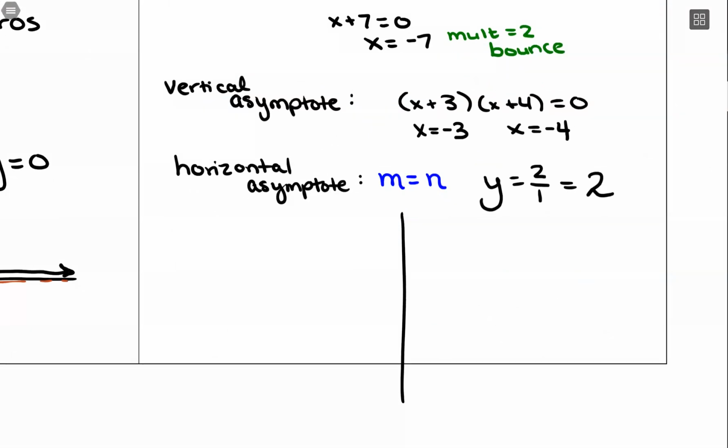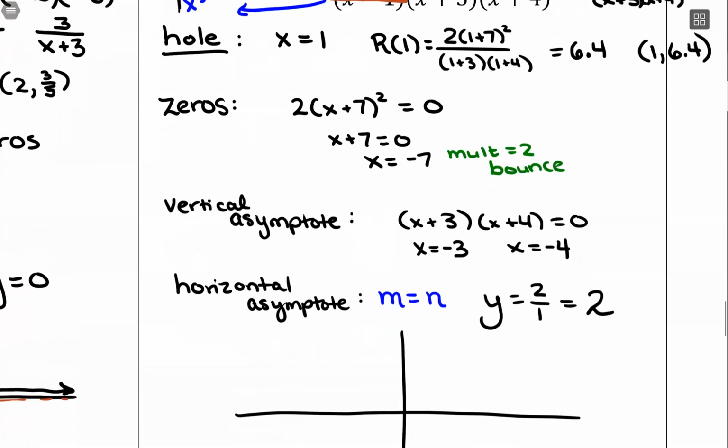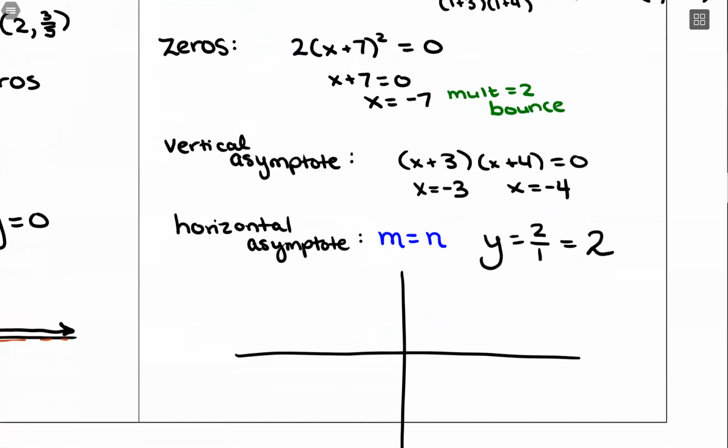So in terms of building a sketch of this, we have a hole in the graph at (1, 6.4). So I'm just going to kind of draw a little hole there. Zeros, we'll have one at -7, so somewhere out here. And then I know it's going to bounce there, so it depends on what side of the graph I'm on, but we're either going to have kind of a parabola above or below. Vertical asymptotes at -3 and -4, so they're right next to each other. I know my scale's a bit off there, but that's fine. It's just a sketch. And then y equals +2, we'll have this horizontal asymptote.